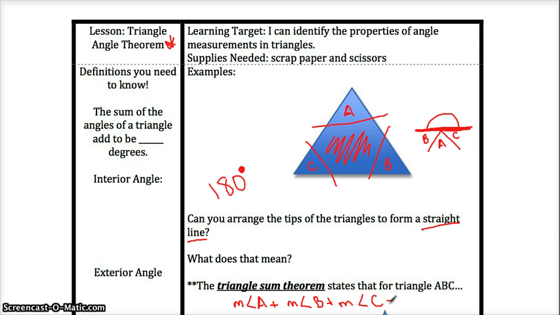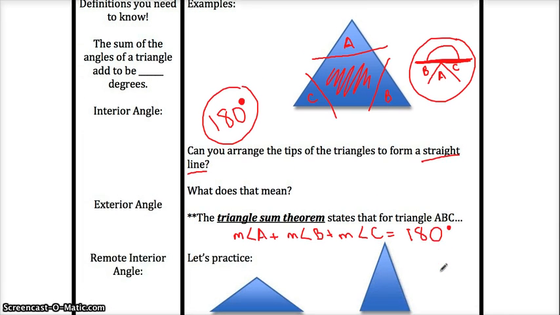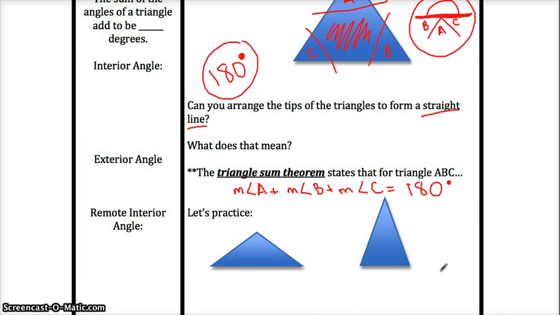And because we know that these three angles can be put together to form a 180 degree line, we know that there are 180 degrees inside of a triangle. So the measure of angle A plus the measure of angle B plus the measure of angle C is going to equal 180 degrees. That is what the triangle sum theorem states. So knowing that, we can use that information to solve for some of these triangles.